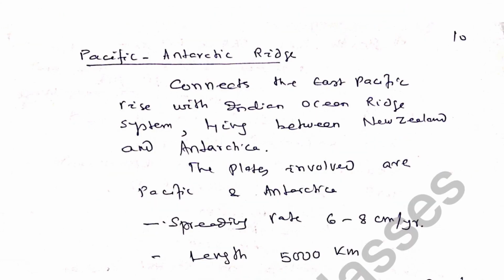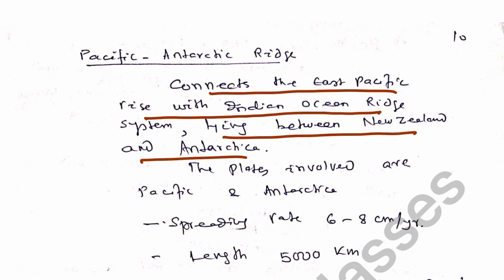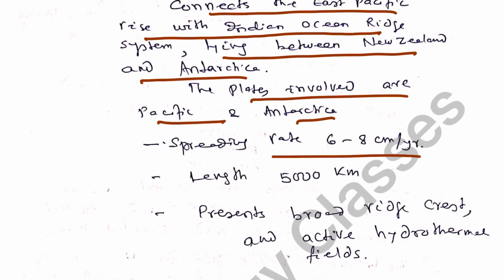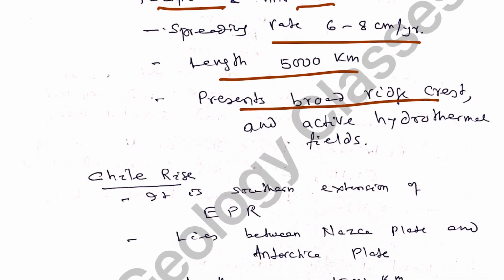Then the Pacific Antarctic Ridge. It connects the East Pacific Ridge with the Indian Ocean Ridge, lying between New Zealand and Antarctica. The plates involved are Pacific and Antarctica. The spreading rate is moderate, 6 to 8 centimeters per year. Length is about 5,000 kilometers. It presents a broad ridge crest with active hydrothermal fields.